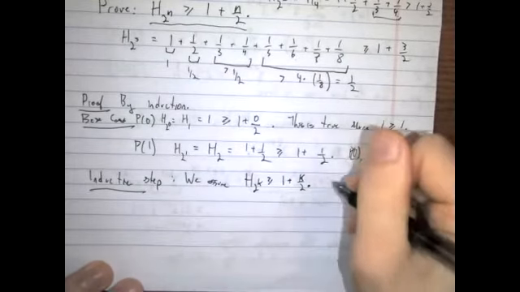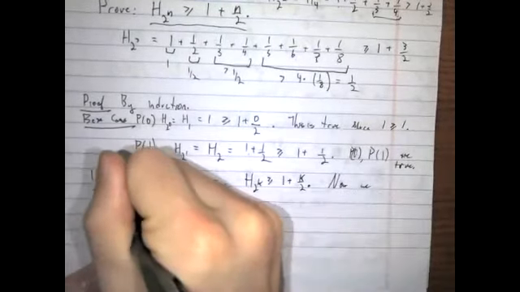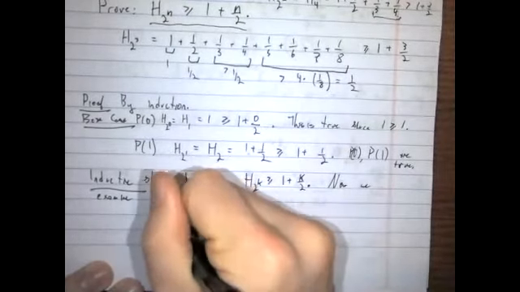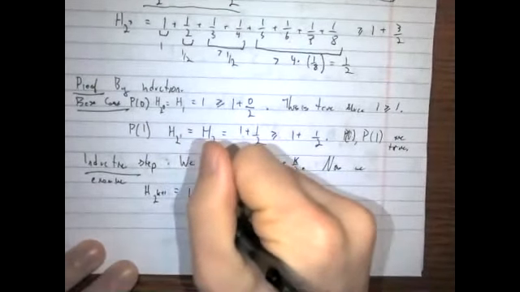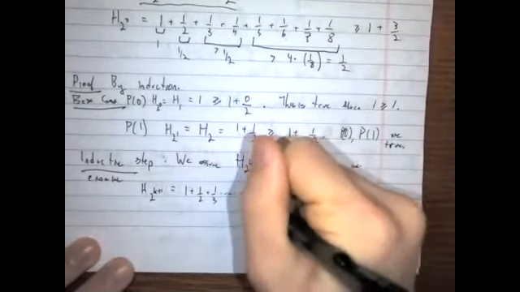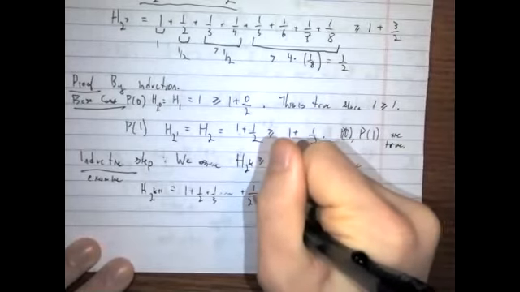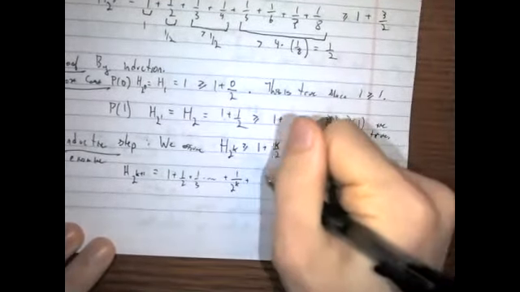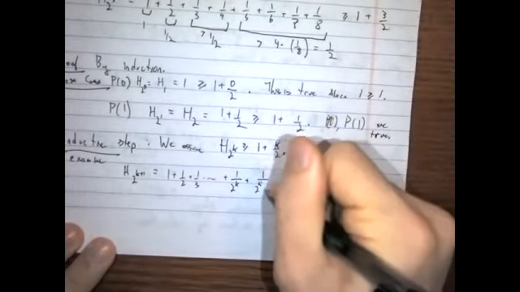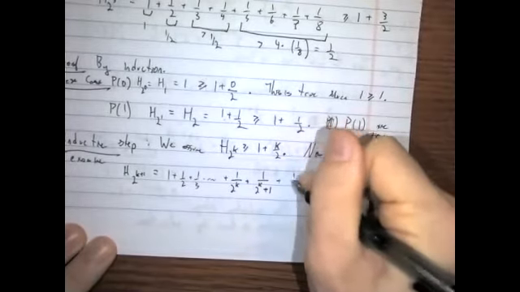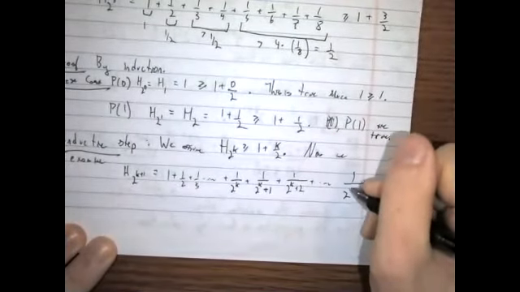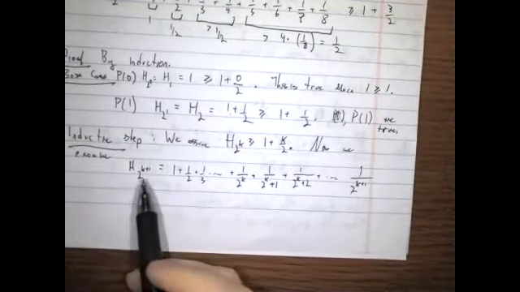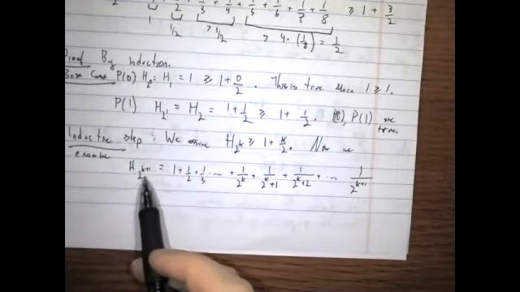Now we examine h of 2 to the k plus 1, which is equal to 1 plus 1/2 plus 1/3, all the way out to plus 1 over 2 to the k, plus 1 over 2 to the k plus 1, plus 1 over 2 to the k plus 2, plus all the way to 1 over 2 to the k plus 1. Right? I've just written out the left-hand side of P of k plus 1, which is h of 2 to the k plus 1.